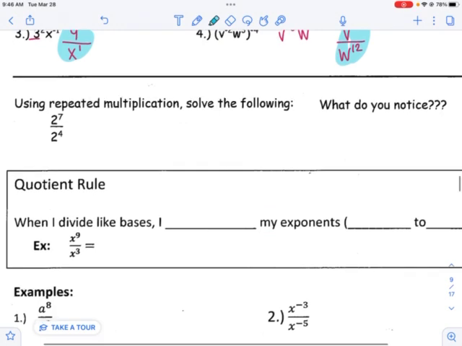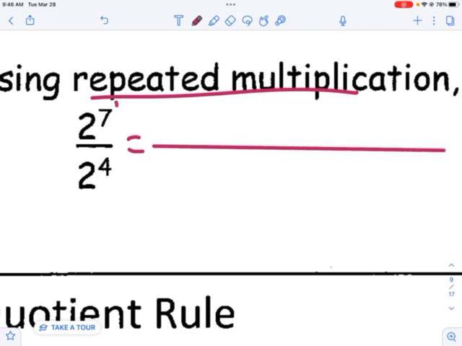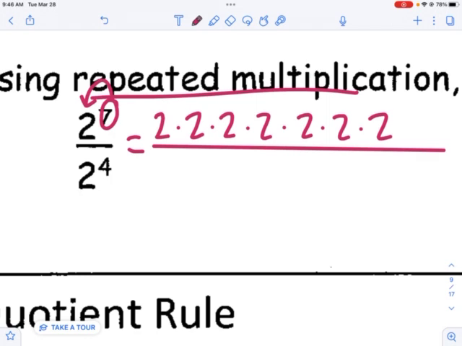So let's use some repeated multiplication to solve the following, and then see what we notice. So we have 2 to the 7th divided by 2 to the 4th. I'm going to make a big fraction bar, and I'm going to use repeated multiplication. You all know that this 7 tells me how many times 2 is being multiplied. Always double check: 1, 2, 3, 4, 5, 6, 7, and then divided by 2 to the 4th, which means I have 4 2s. So that's using expanded form of repeated multiplication.